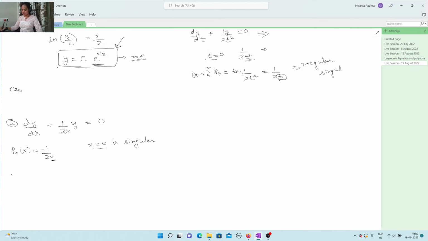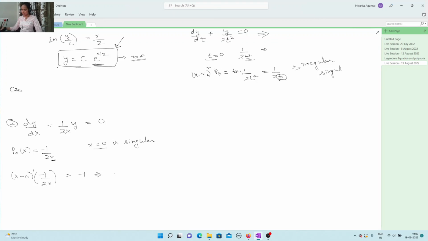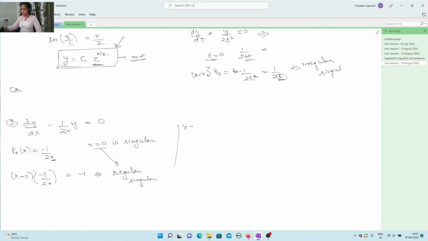Now let's check if this is regular singular or irregular. So if you do this, x minus 0 to the power 1 times minus 1 by 2x, so this becomes minus 1. So this is analytic. So this is now a regular singular point. x equals to 0 is regular singular. Now let's check for x equals to infinity.